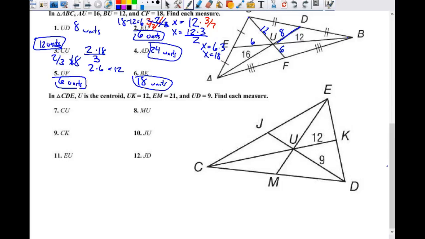So we're looking for CU, which is right here. Those of you who know the pattern, what's the answer to CU? It's 24. Oh, it's double. It's double, right? I already know it. I knew it was double.